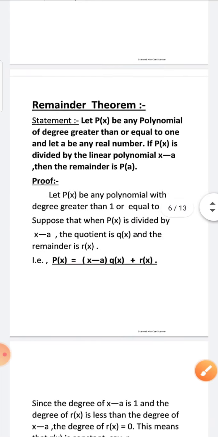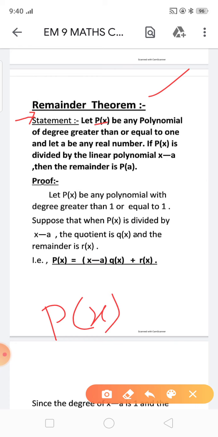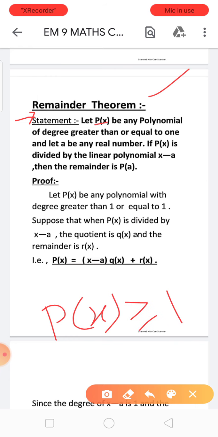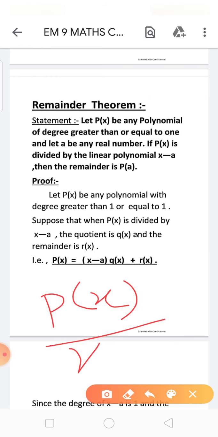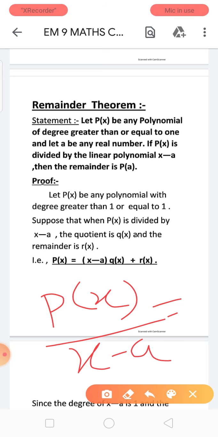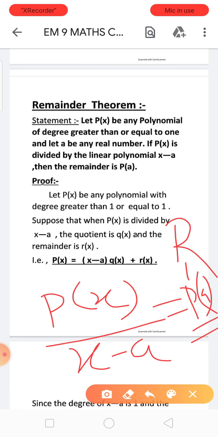Now we derive our remainder theorem. The statement is given by: let p(x) be any polynomial of degree greater than or equal to 1. That means our polynomial always has a term, it is not a zero polynomial, in variable form or numerical form. And let a be any real number. If p(x) is divided by any linear polynomial x minus a, then the remainder is p(a). We have to prove that our remainder r is p(a).